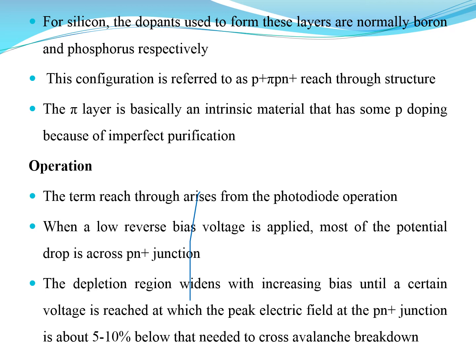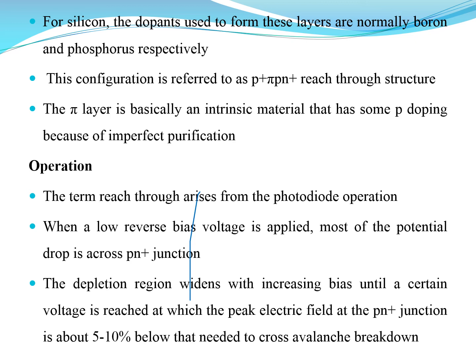Then operation. The term reach-through arises from the photodiode operation. When a low reverse bias voltage is applied, most of the potential drop is across the P n plus region, the last part of the device. The depletion region widens with increasing bias until a certain voltage is reached, at which the peak electric field at the P n plus junction is about 5 to 10% below that needed to cause avalanche breakdown. This is the breakdown voltage.